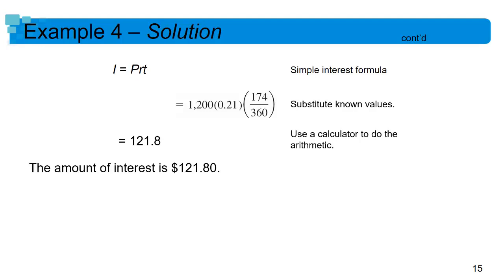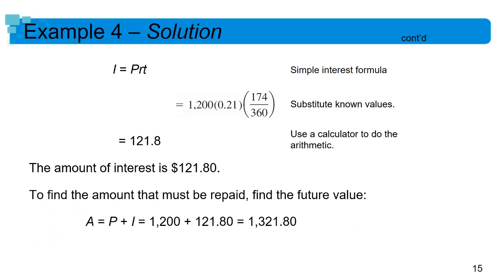Use your calculator, right? 1200 times 0.21 times 174 divided by 360, enter, and you get 121.8, and you can see that the amount of interest you would pay for a little bit more than half of a year is $121.80. Okay? So then, of course, the amount that you would have to pay back at the end of the loan would be principal plus interest, or $1321.80.